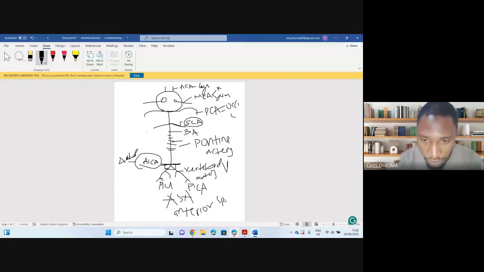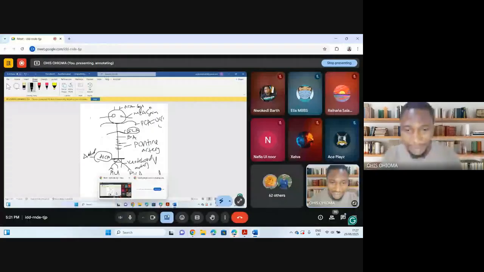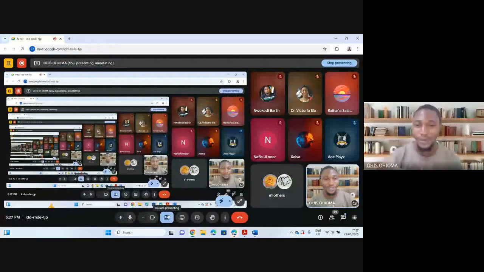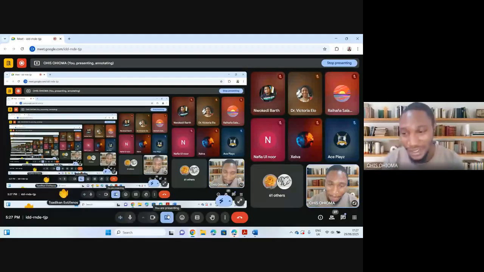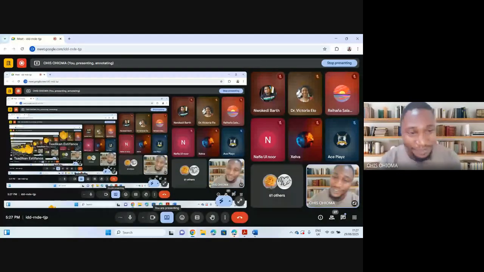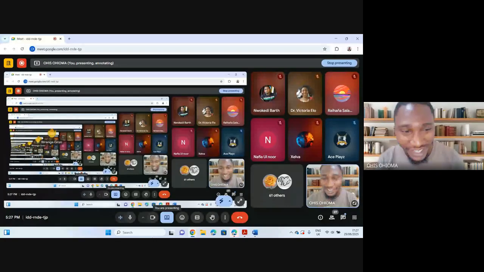Now, why am I drawing this? It's because of the herniation syndrome. I'll explain all this for you guys. Do you guys get this diagram? It's not really a beautiful diagram, but it's a way to remember this. I'm sorry for using this diagram. That's the way I remember it. So that's the circle of Willis, so that it can be clear for you guys.